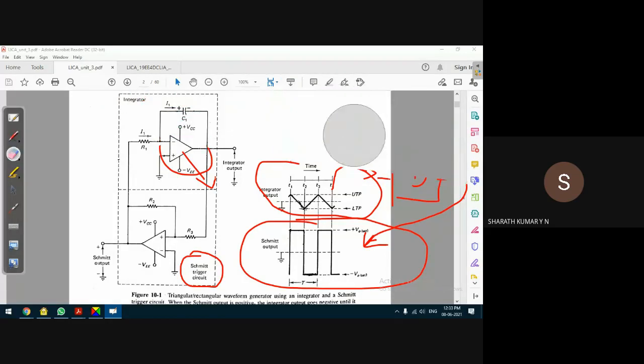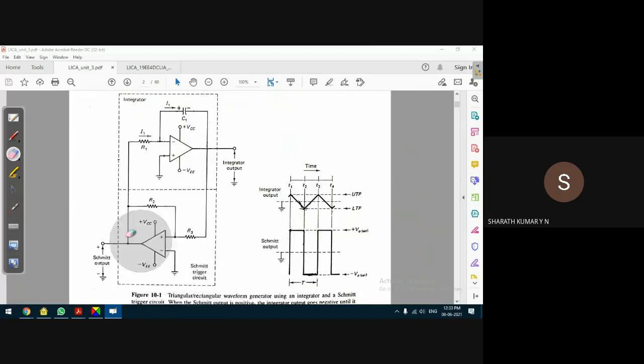Next, I will briefly discuss what a Schmidt trigger circuit is, because without understanding what a Schmidt trigger circuit is, we can't appreciate the operation of the circuit. Okay, what is a Schmidt trigger circuit?